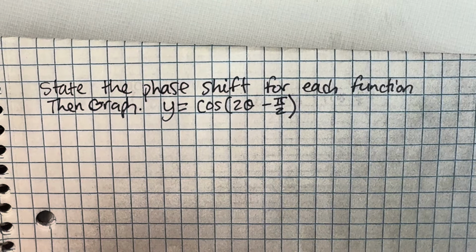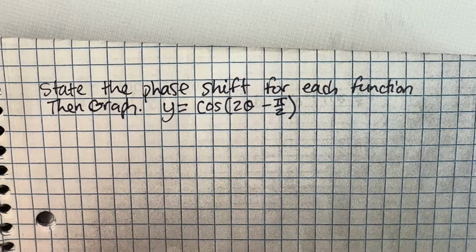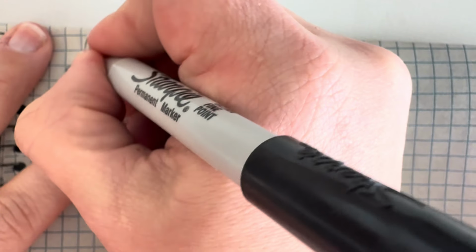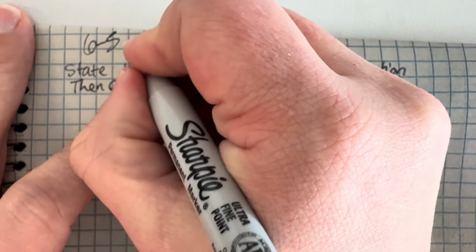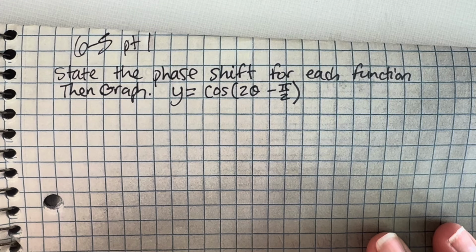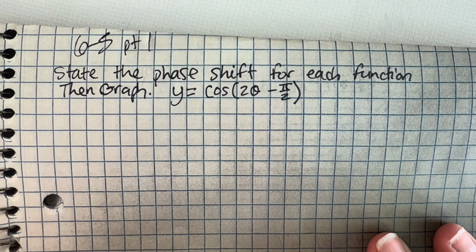All right, I figured out that there was an error on one of our examples, and so I wanted to make sure and fix that error. So I'm looking at 6.5, part 1, the first video that is on that thing. This is our example under the phase shift. It says state the phase shift for each function and then graph. Y equals 2 theta minus pi over 2.